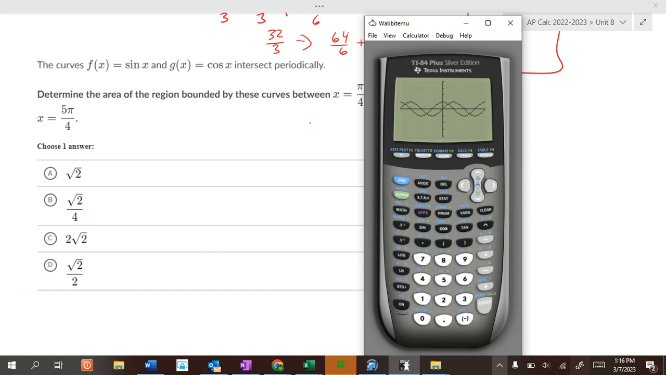So I'm going from pi over 4 to 5 pi over 4. Where is pi over 4, you might ask? Well, let's trace to find the value of pi over 4. And that's right there. Okay. And let's trace to the value 5 pi over 4.